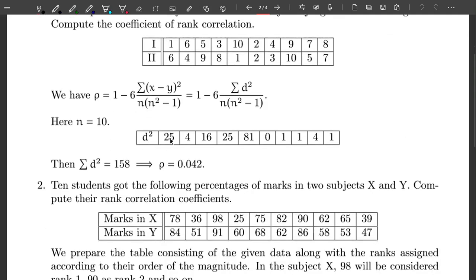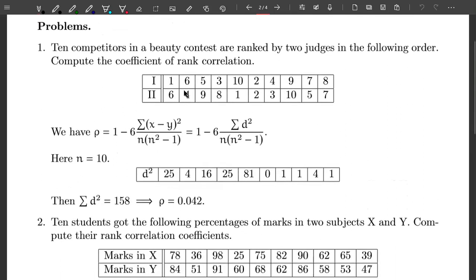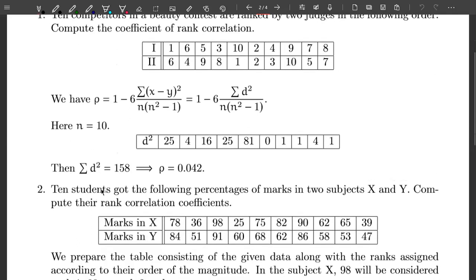Now if you add all these values of d², I get summation d², which is equal to 158. What is n? n is the number of values which are given, and here they have clearly mentioned in the question 10 competitors. So n is equal to 10, or you can even get that by using the table. Put this value of n and this value of summation d² in the formula for rank correlation coefficient. So rho is equal to 0.042.